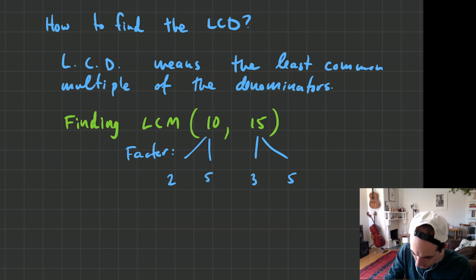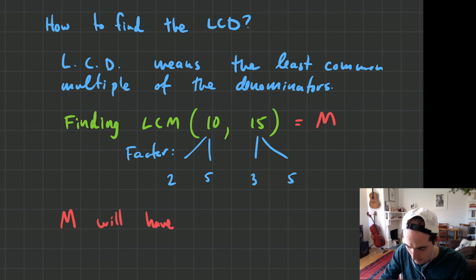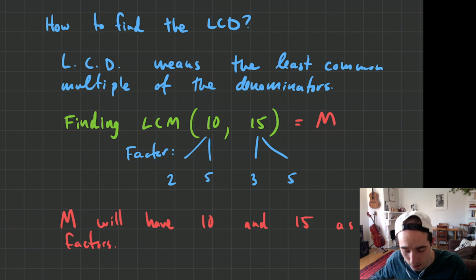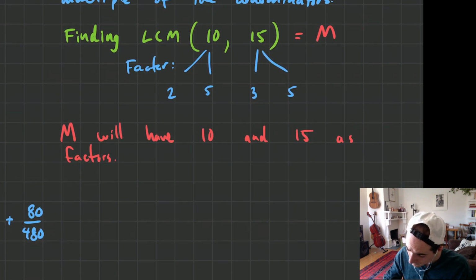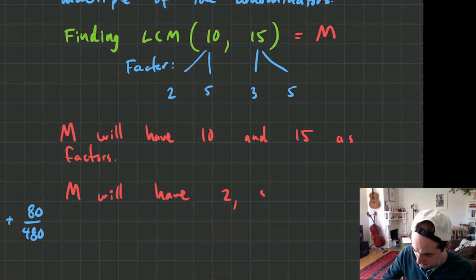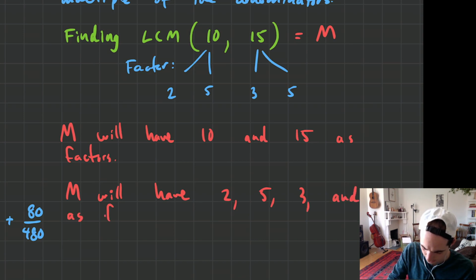So this least common multiple, let's call this multiple m, okay? And let's think about the factors that m will have. So certainly m will have 10 and 15 as factors, right? By definition, because m is a multiple of 10 and 15. It happens to be the smallest multiple of 10 and 15. So if m has 10 and 15 as factors, m will have 2, 5, 3, and 5 as factors too.